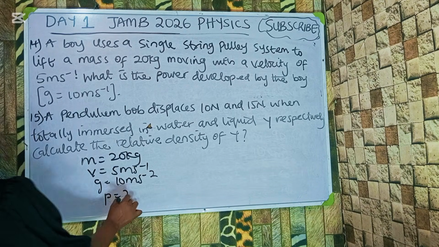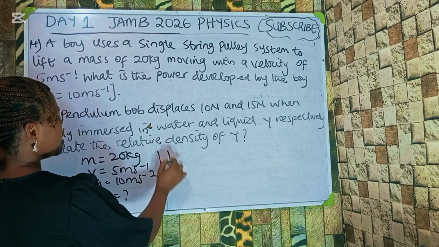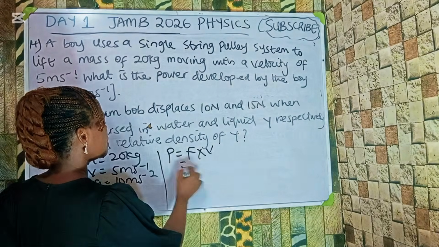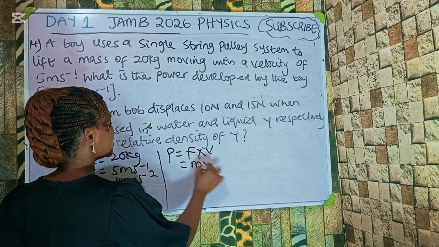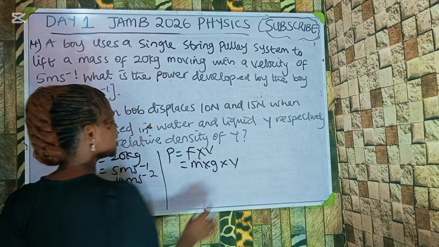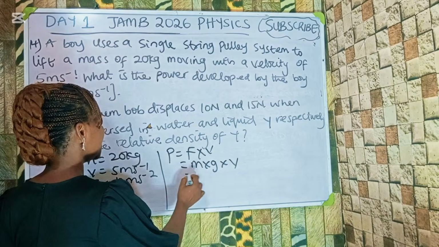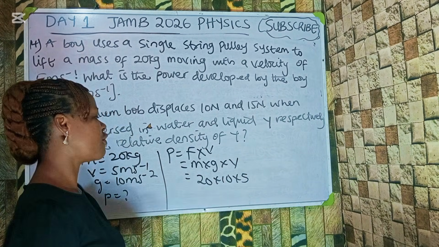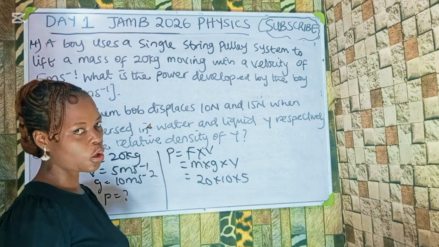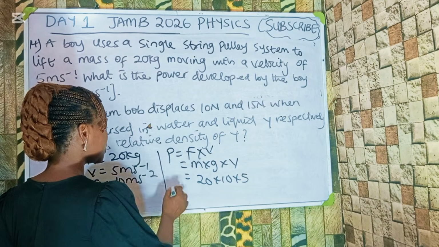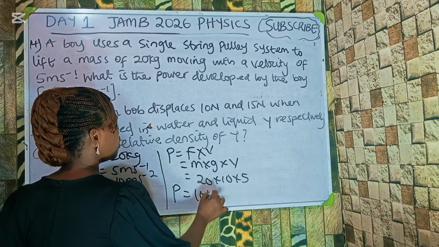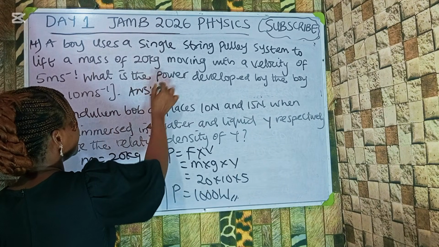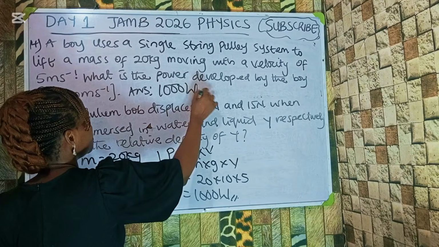What is the power? You should know that power, P, is equal to force times velocity. But the force here is mass times g, then times velocity. Let's just multiply all through by saying that this is 20 times 10 times what? 5. 20 times 10 is 200. 200 times 5 is 1000. So the power is equal to 1000 watts. So the answer here for the power is 1000 watts.